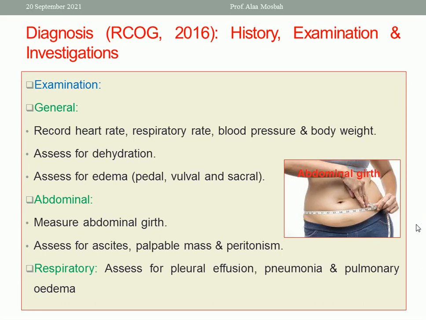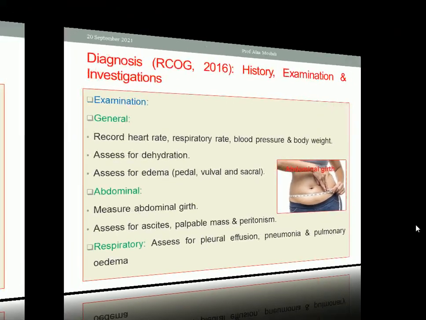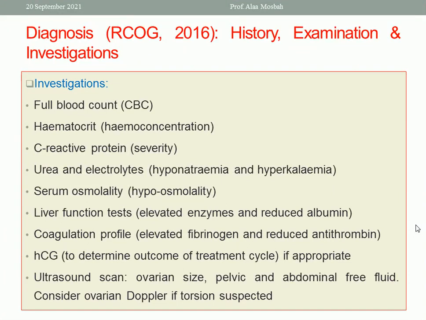Respiratory examination: assess for pleural effusion, pneumonia, and pulmonary edema. The investigations needed include CBC, C-reactive protein, and of course hematocrit. I expect hemoconcentration, and this hematocrit increases with the severity of the condition. Urea and electrolytes: in severe cases, expect to find hyponatremia, hyperkalemia, and hypoosmolarity.